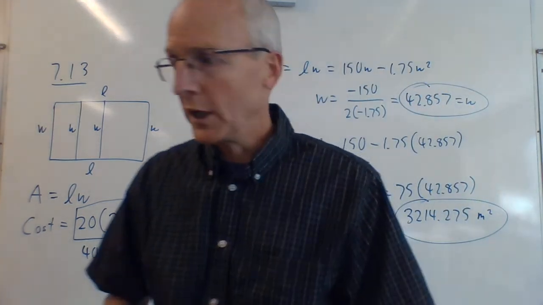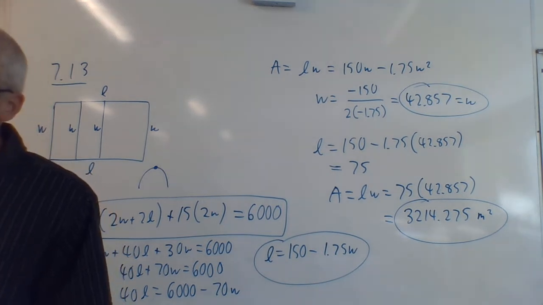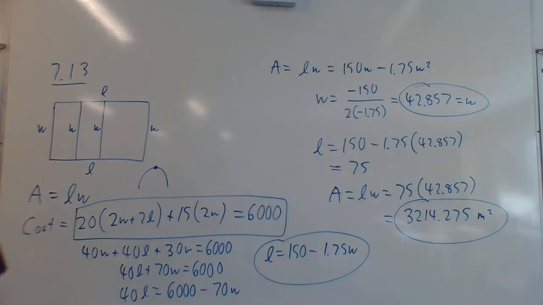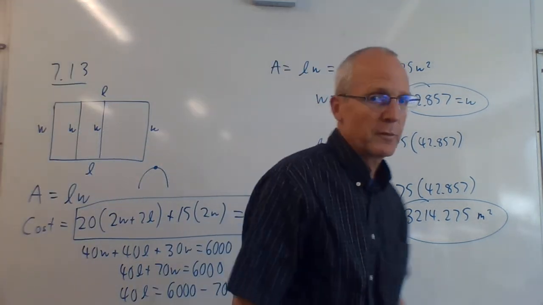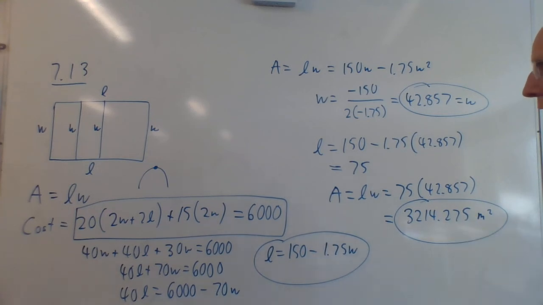Now, the answers in the back of the book said that it's 4285.71, so that's wrong. I know that came up before too, and I always remember, oh, one of these is wrong. Okay, so that's how you do it.